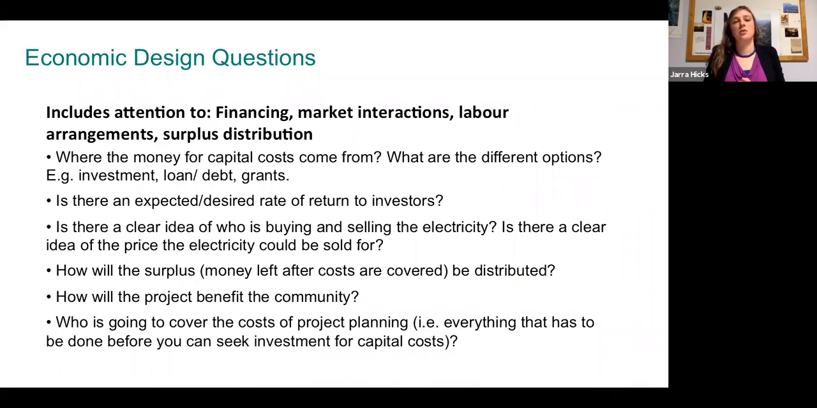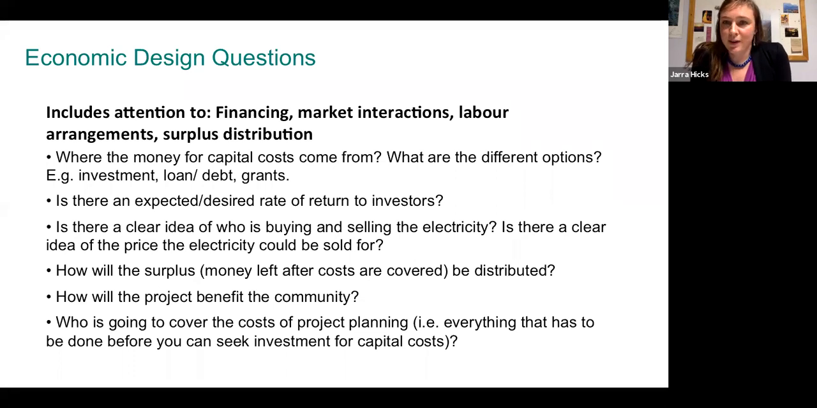So attention to the economic aspect of a project includes attention to some design questions around the financing, around the market interactions, around labour arrangements, and around surplus or profit distribution. These are questions like: where does the money come from, both for your capital costs and for your feasibility costs? Are you interested in grants, loans, investment, donations, or different sources at different stages of the project? Are you going to need to deliver a certain rate of return to your investors? And what's their appetite for needing a return? It's probably a lot lower than some of the commercial counterparts.